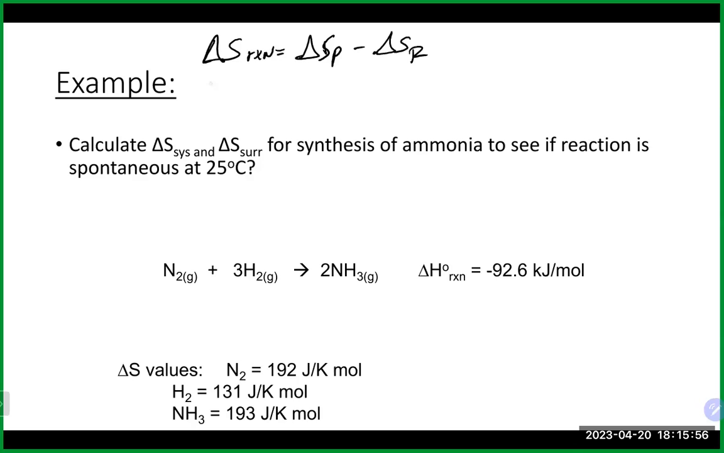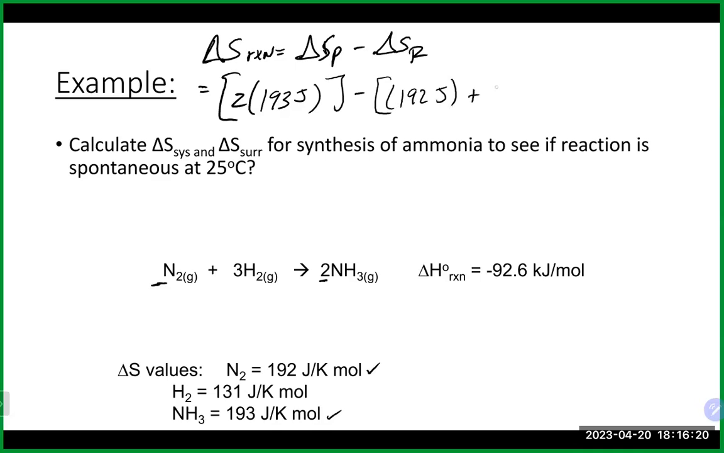So in this case, we want to take the coefficient there. That's going to be 2 times the table value for NH3, which is 193 joules, basically. That takes care of all of our products. We're then going to subtract from it our reactants. So we have 1 N2, which is 192 here. We're going to then add that to our other reactant, which is 3 of the H2, which has a value of 131.